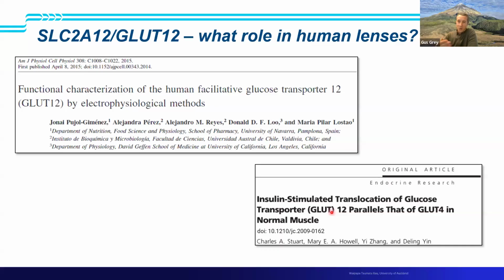So the question is, what's it doing in the human lens? So we know from other tissue that there's two main things. One, it can function as a sodium-dependent glucose transporter. So it uses the energy in the sodium gradient to bring glucose into the cells. And two, in some muscle, it's insulin sensitive. And so is there in actual fact a regulatable system for the uptake of glucose in a human lens that's sensitive to insulin? So these are questions that we want to answer going forward.